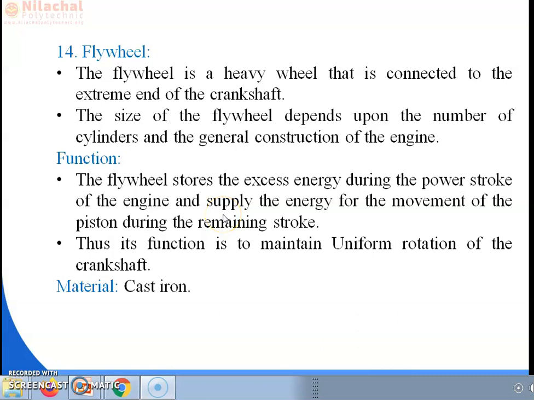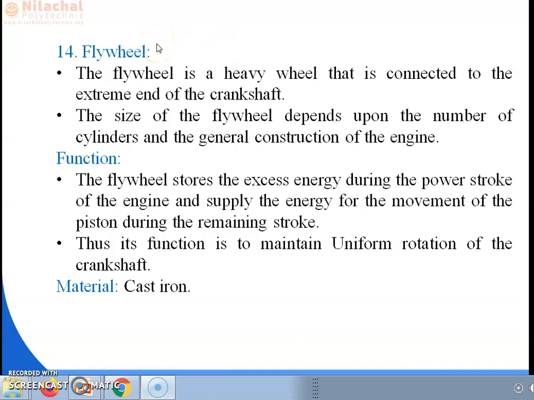Before we discuss chapter 4, that is the IC engine, we covered what an IC engine is, its classification, the components of an IC engine and their functions. Today we will discuss the 14th and last component, the flywheel. What is a flywheel? Have you ever heard about it? You may have. But what is the function of the flywheel?